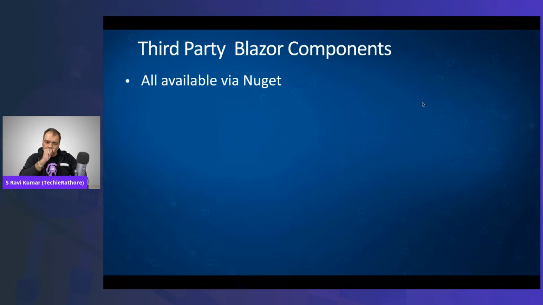Apart from this, there are many third-party components available. All the Blazor components are available as a NuGet. So many people, all the .NET developers, know that nowadays NuGet is kind of the base of component development. All the .NET components are available as NuGet. So if you want to use any particular .NET feature, you can add the NuGet package for that.